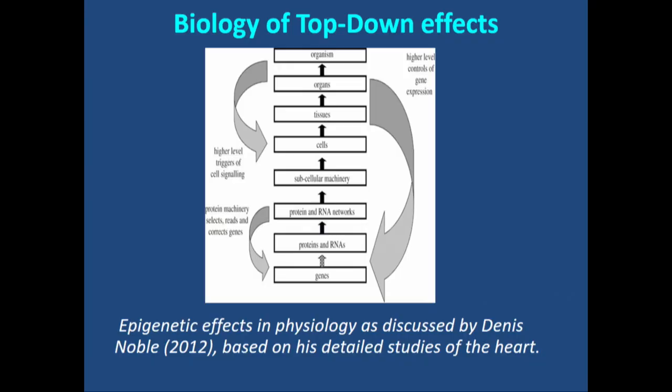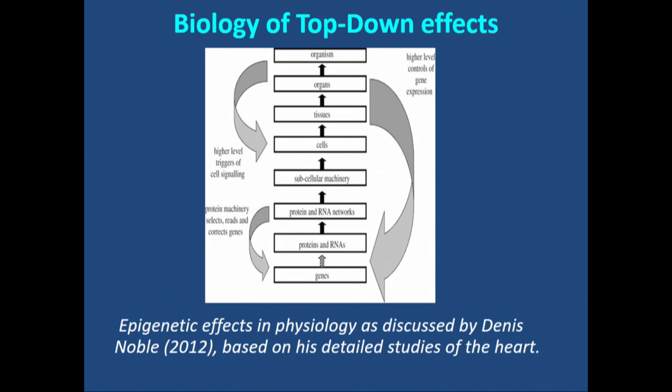Now, in the case of biology, this is a picture by Denis Noble based on his detailed study of the heart. It's the same thing: genes, proteins, networks, subcellular machinery, cells, tissues, organs, the organism. And there are the bottom-up arrows, which are there in the middle, showing this bottom-up emergence, but there are the top-down ones, which occur in all biological systems. From the organs, signals go down and trigger cell signaling.